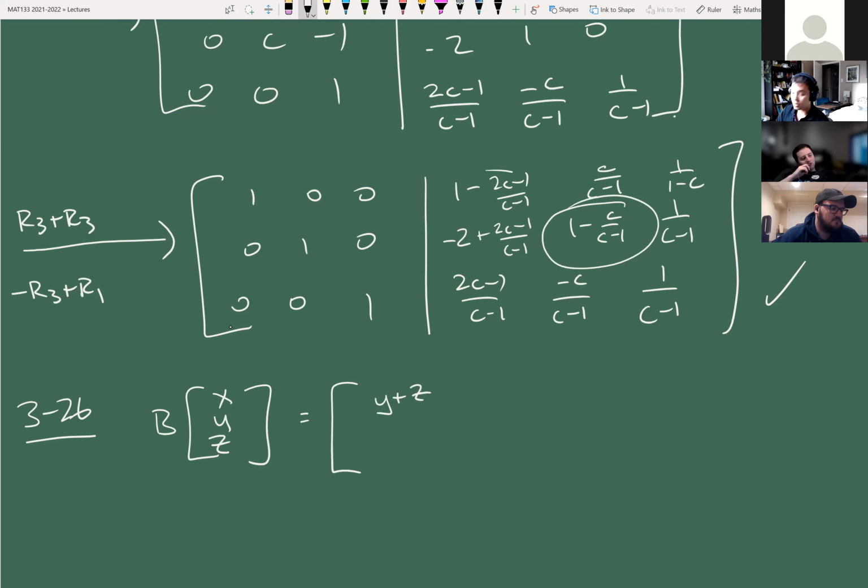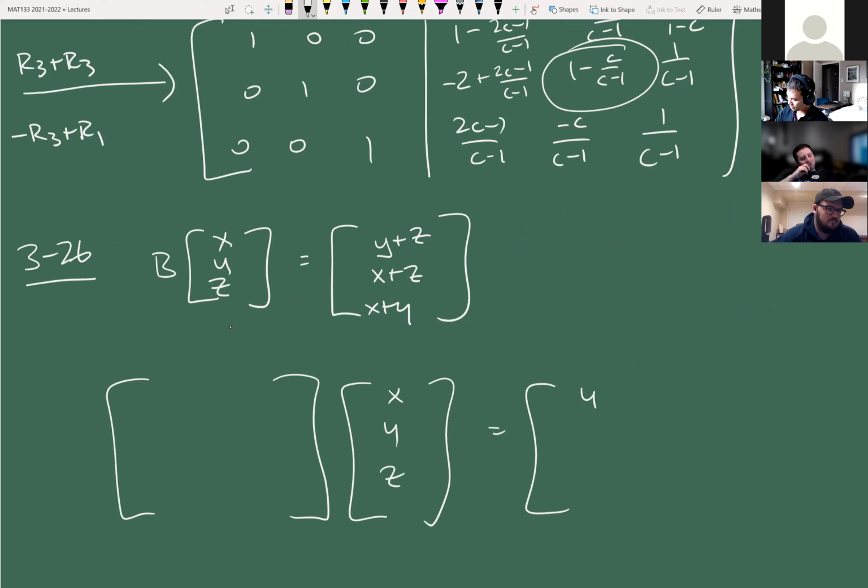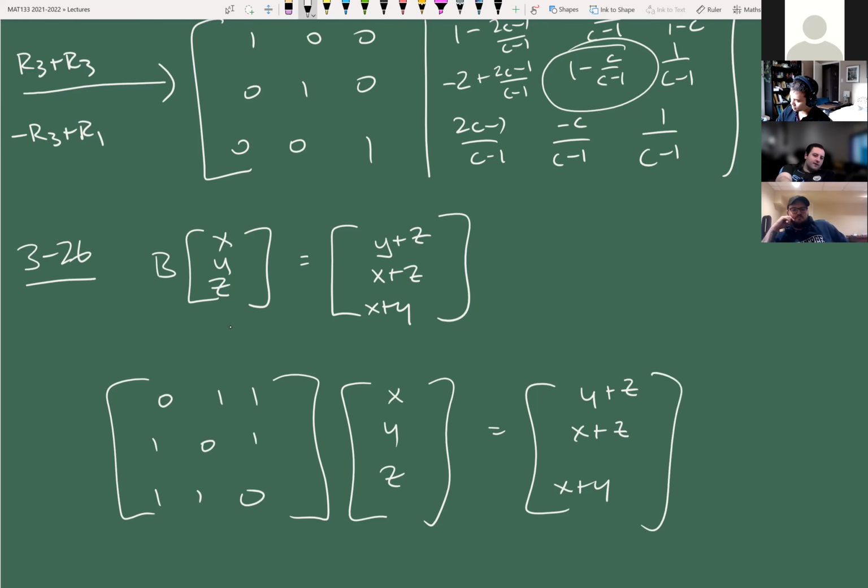Y plus Z, X plus Z, X plus Y. And I can just see that an answer for this is going to be the following. So Y plus Z, X plus Z, X plus Y. So this should be 0 1 1, 1 0 1, 1 1 0. Right, just by inspection. I know that this has to be Y plus Z. How is that going to happen? Well, we probably shouldn't have any X's, and then we should have 1 Y and 1 Z. So that's why that row is that.